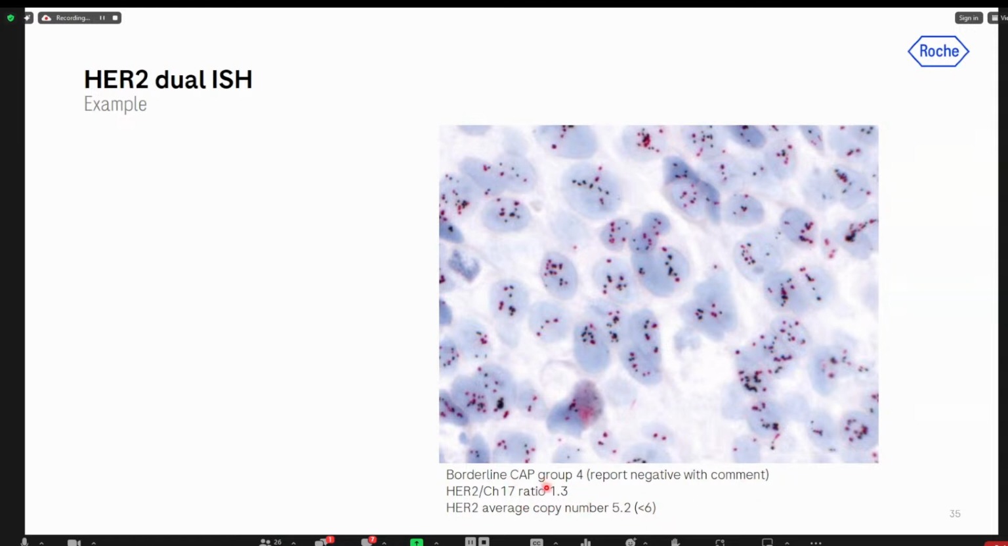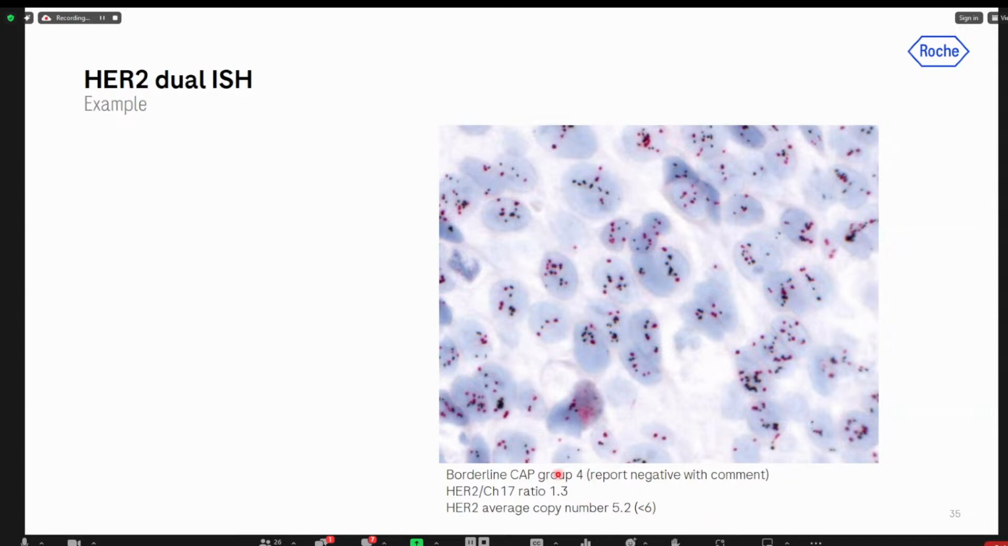In this case we actually end up with a very low ratio. And we have a slightly elevated average copy number of HER2 of 5.2. If this had been more than 6, we would have called it a true amplified case masked by co-amplification, but we couldn't come above 6 on average in this case.